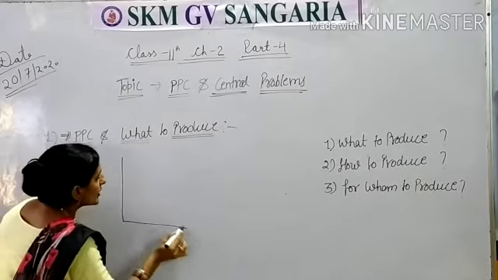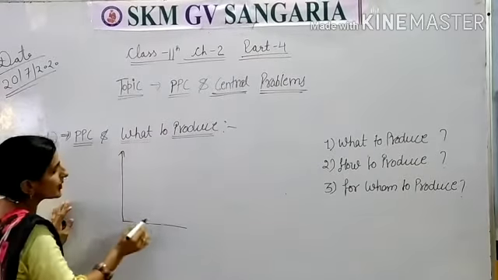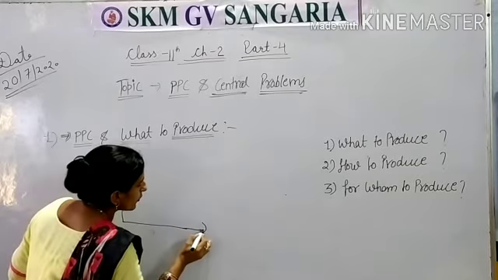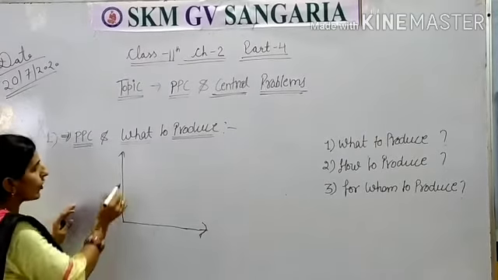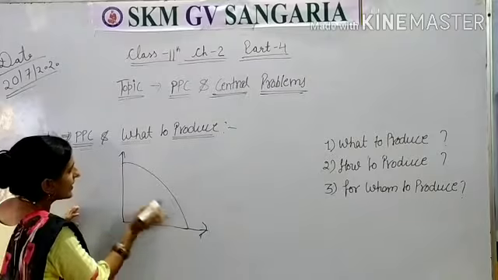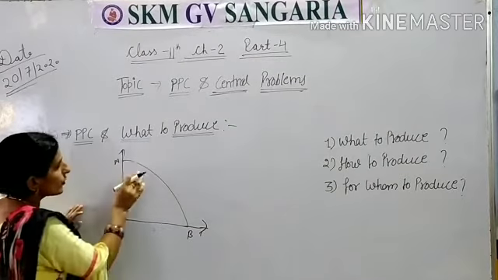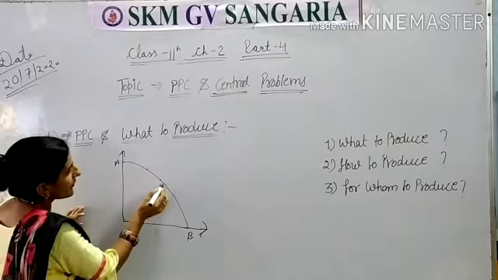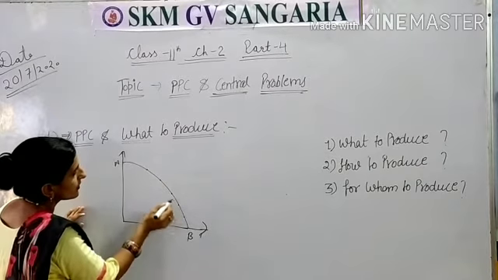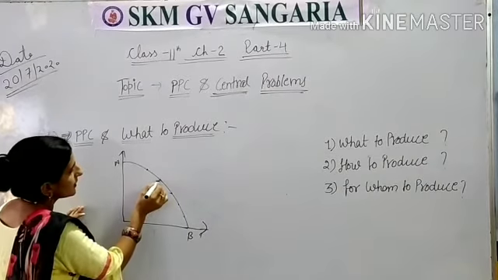So what to produce we have studied. What to produce means what type of good should be produced in the economy. Okay. Here AB is our PPC. So these are the points where we can produce. Okay. These are the points.